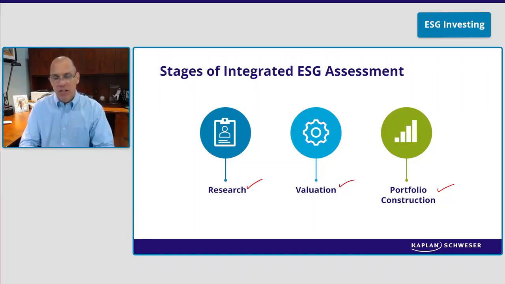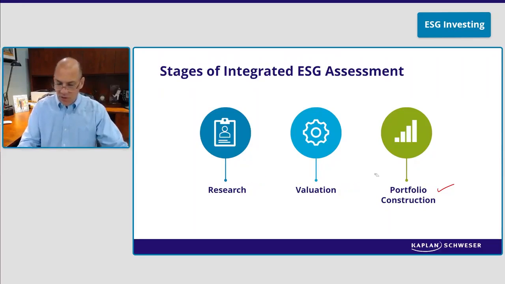And then we used that information to value that particular asset and then decided how we're going to build that into a portfolio. We talked a little bit about strategic asset allocation and tactical asset allocation. So this is also, once again, a refresher on how the stages of integrated ESG assessment work together. Now, I would like to give you another little bit of an example here when you're talking about integrated ESG assessment.